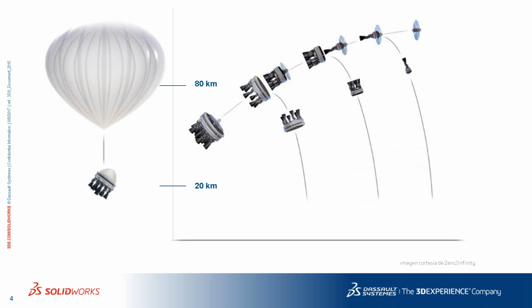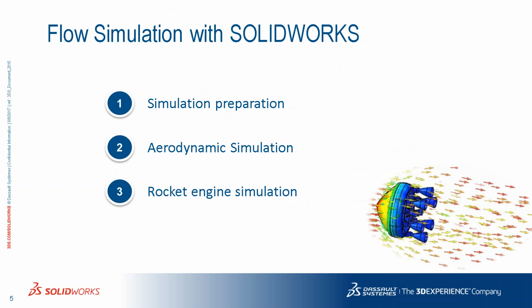What we need to study today, we can split into three categories. First, we will do the pre-processing, which is the preparation of the simulation, which will be an external flow, and then we will study the results. We look at the results, which we call the post-processing phase. And then we will include a simulation of the internal flow inside one of the engines.